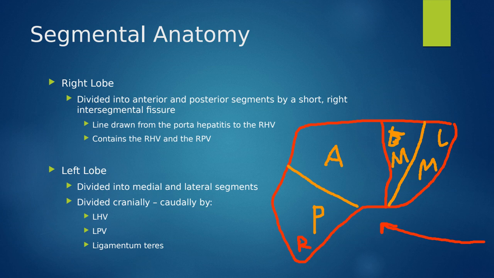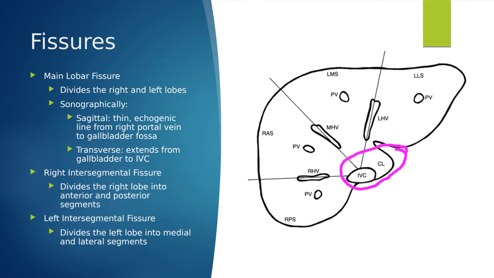So our right and left intersegmental fissures are going to divide those lobes into those further segments. So again, just kind of recapping fissures, putting those all together.